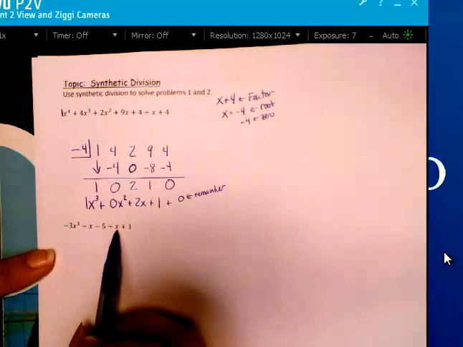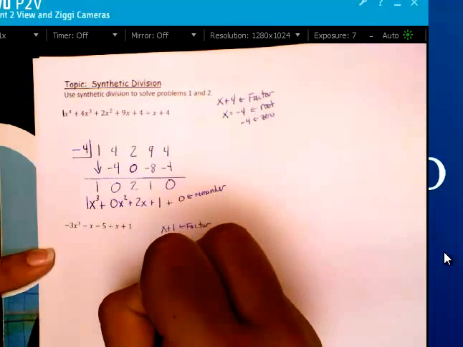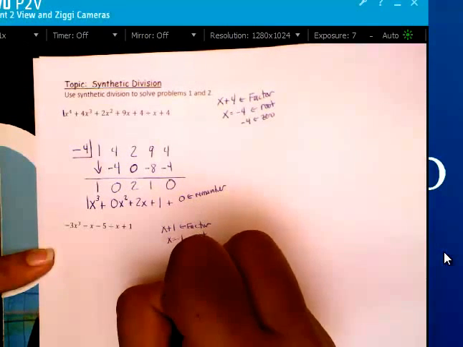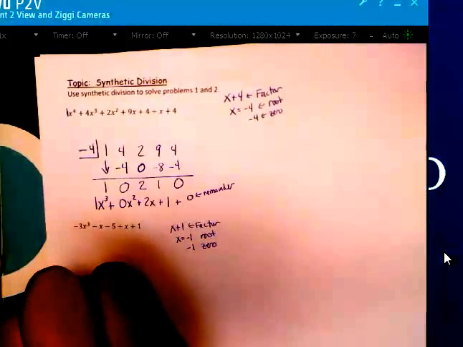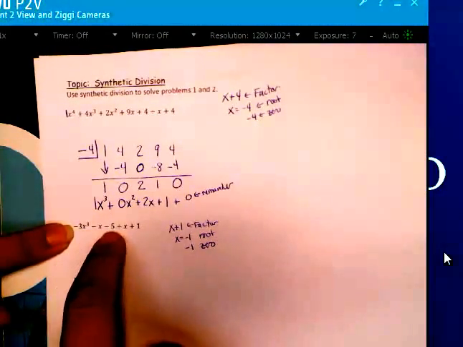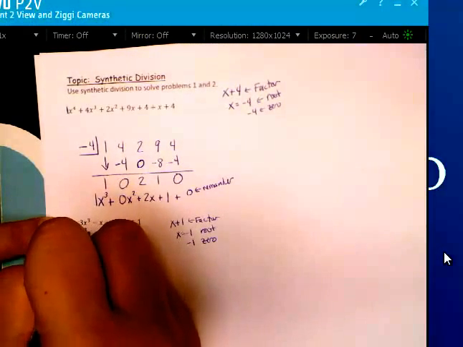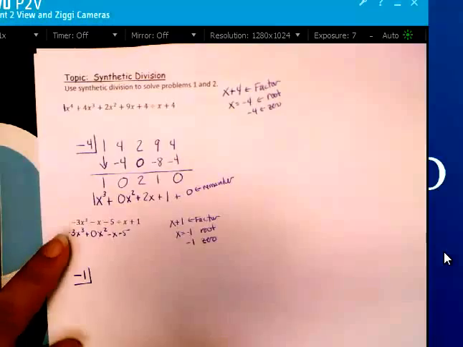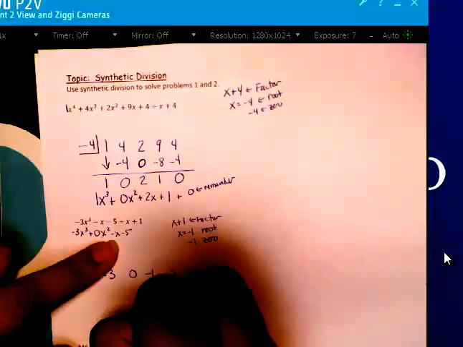Here we've got x plus 1. That's our potential factor. That means that x equals -1 is the root. Therefore, -1 is the 0. When we do synthetic division, we use the 0. So this becomes -1. I'm going to put the little half box around it. And then again, we're going to use the coefficients of this polynomial. So this is really -3x cubed plus 0x squared, don't forget that placeholder, minus x minus 5. So we just write the coefficients in front: -3, 0, -1, -5.